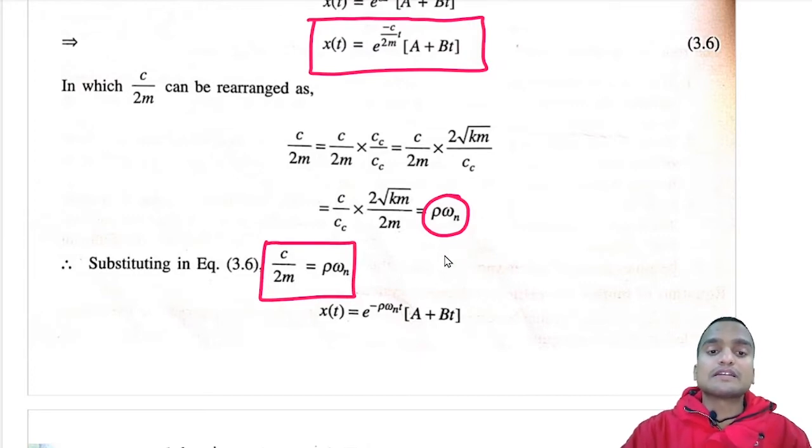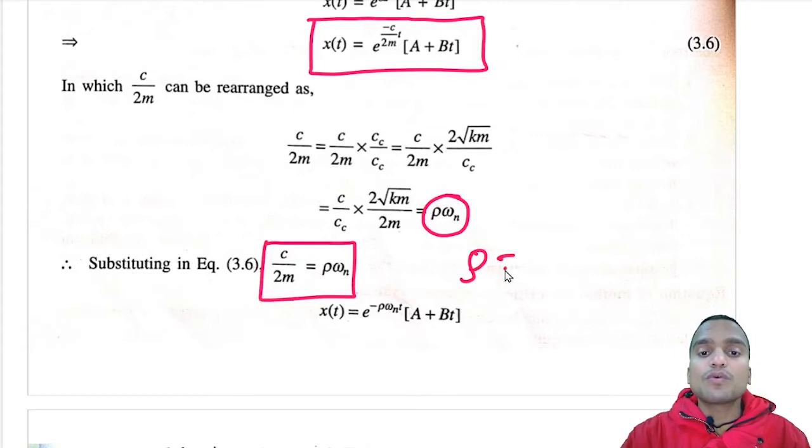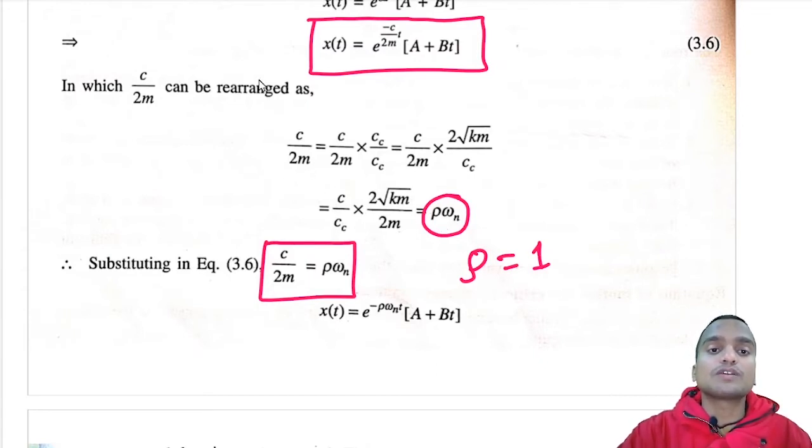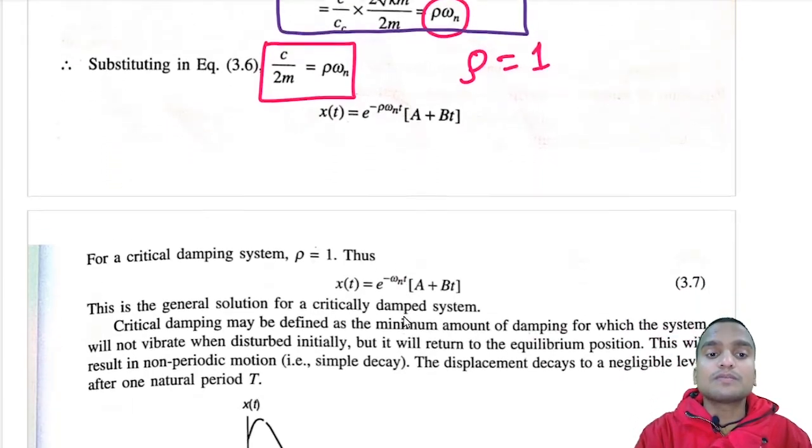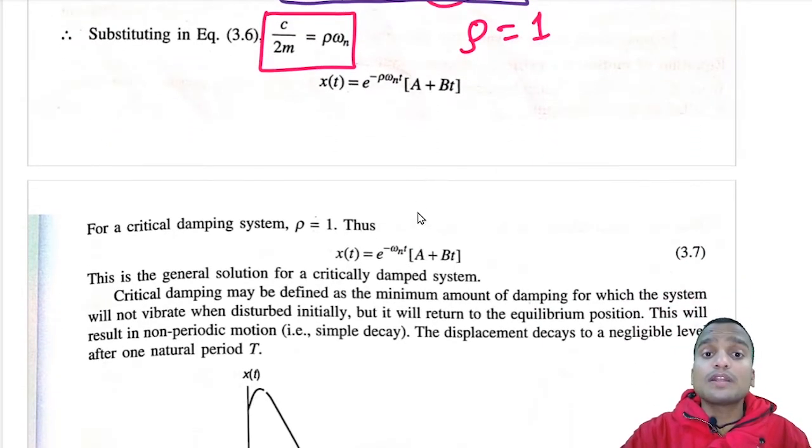Okay, since in this case rho is equal to 1. How? Because this is a critically damped system. But c by 2m you can always write in the form of rho omega n. You can always learn how this is done. Now in this case of critically damped system, the value of rho is equal to 1.